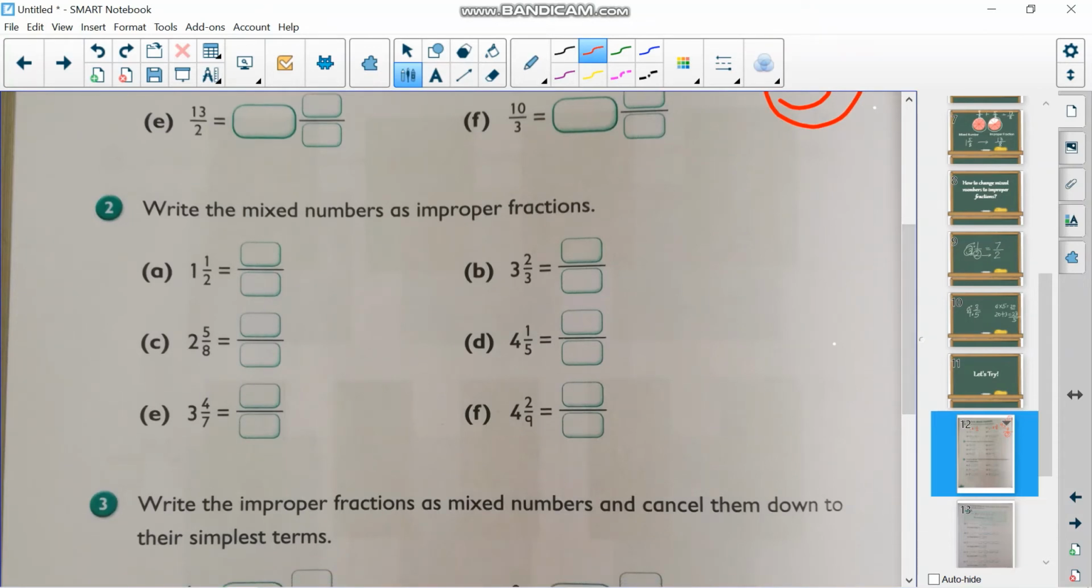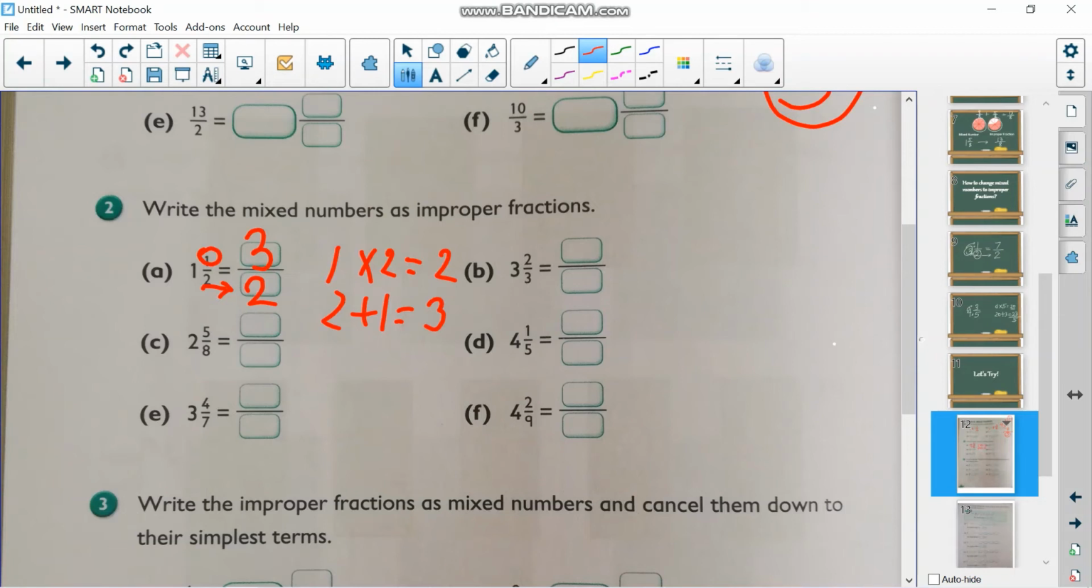Again, in changing mixed number to improper, you have to multiply first the whole number to the denominator. So 1 times 2 for letter A, 1 times 2 is equal to 2. And then you're going to add the numerator. 2 plus 1 is equal to 3. So you have 3 here. And then just copy the denominator here. So the answer is 3/2.